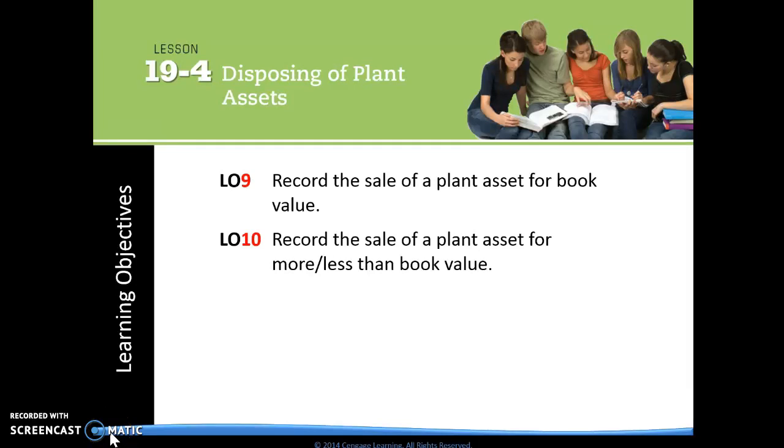19.4, we're going to talk about disposing of plant assets. So we have two learning objectives. You need to be able to record the sale of a plant asset for book value, and you need to be able to record the sale of a plant asset for more or less than book value.